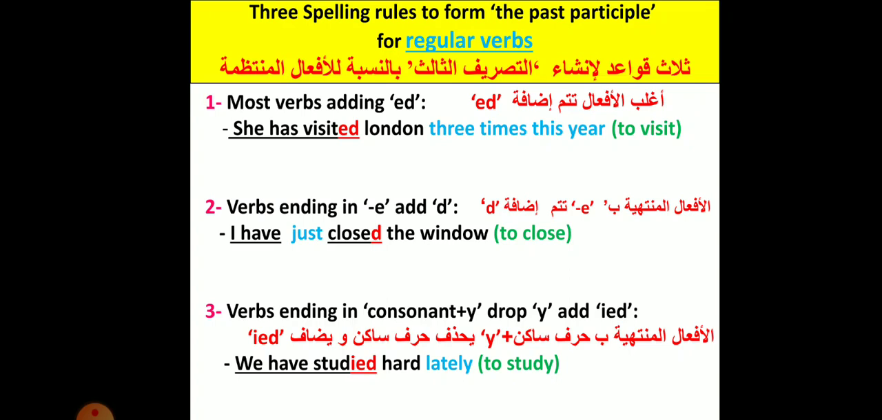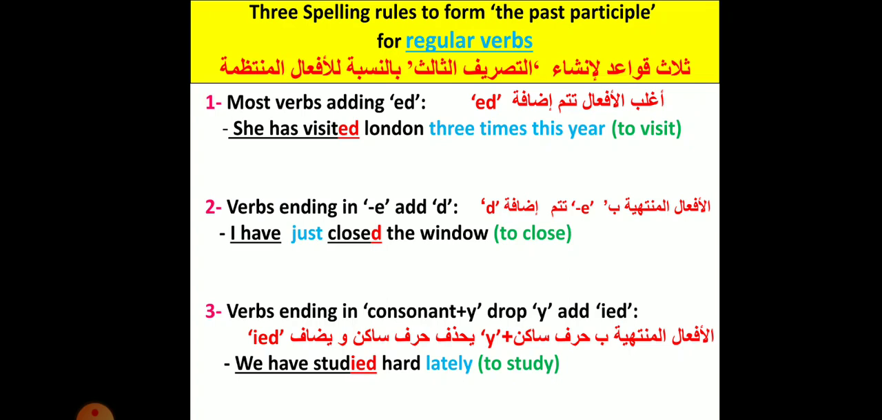The second spelling rule. Verbs ending in e, we add d at the end of the verb. For example, I have just closed the window. Here we have the verb to close. Okay, we have e at the end of the verb. We just add d. And we have just, it is the adverb of time used with the present perfect.